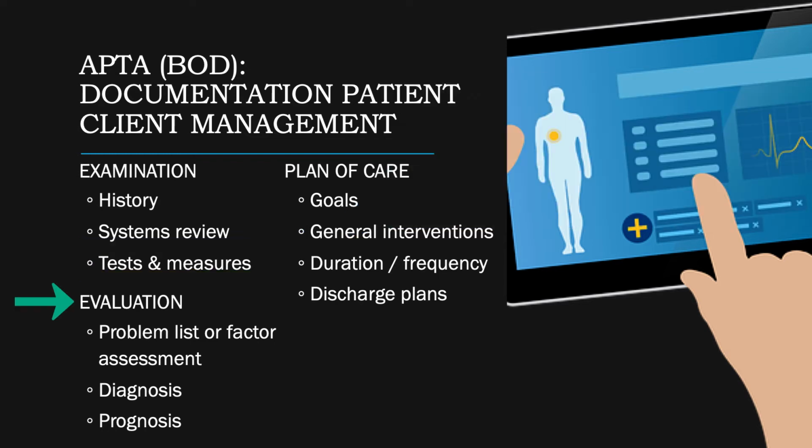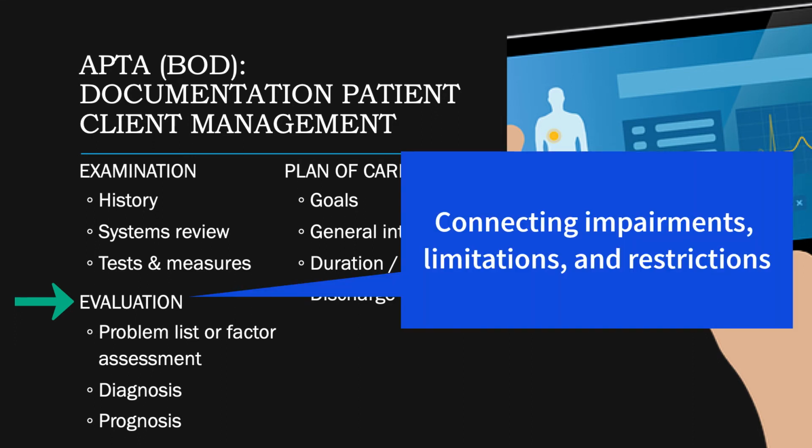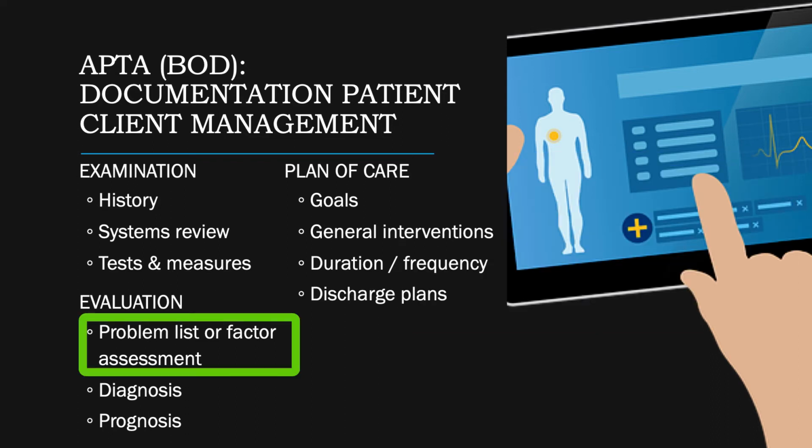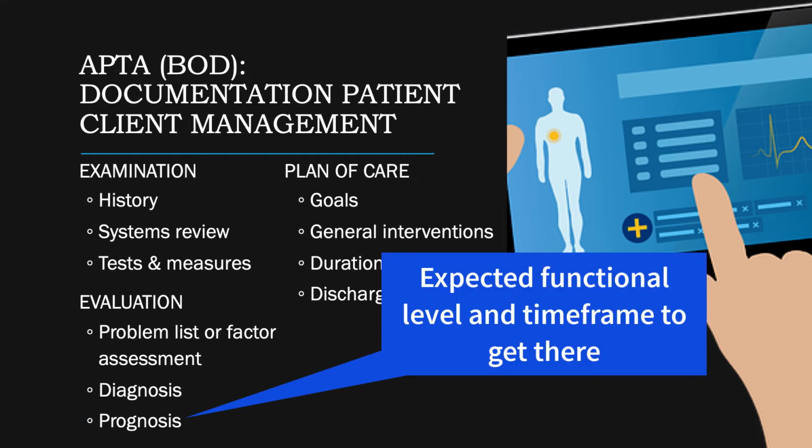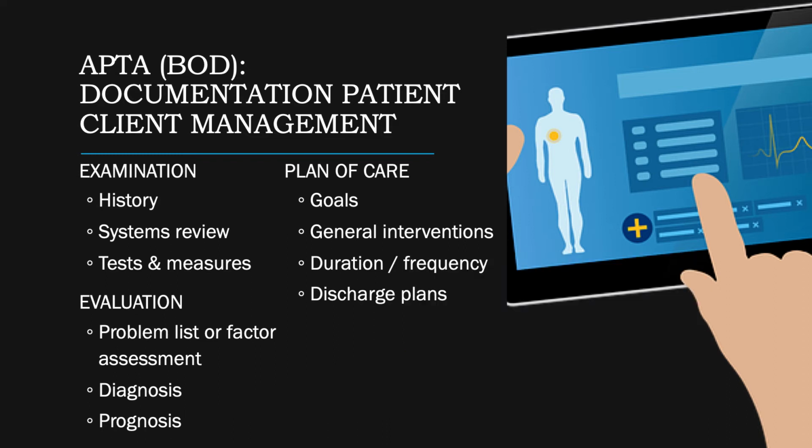Then we move into the evaluation portion. This section is where you'll make that connection from impairments to activity limitations and participation restrictions. You can do this with a problem list and personal and environmental factor assessment, and then you move into your physical therapy diagnosis of impaired mobility due to OA for this particular patient. Then our prognosis would be where we show the impact of therapy on the patient's goals. So you'd expect them to reach that functional level of resuming sewing and shopping independently within a certain time frame, like 8 weeks. And that's where your goals would come into play to show that logical progression.